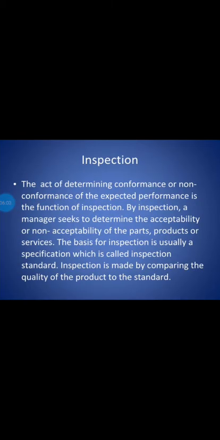Okay, so the next one is inspection. Here there is acceptance and non-acceptance of parts of products and services. This inspection is made by comparing the quality of the product to its standard. There is one standard product already given by the quality department, and when products are produced, they check whether to accept the produced product or not according to the standardized product. So in this way the inspection is made.